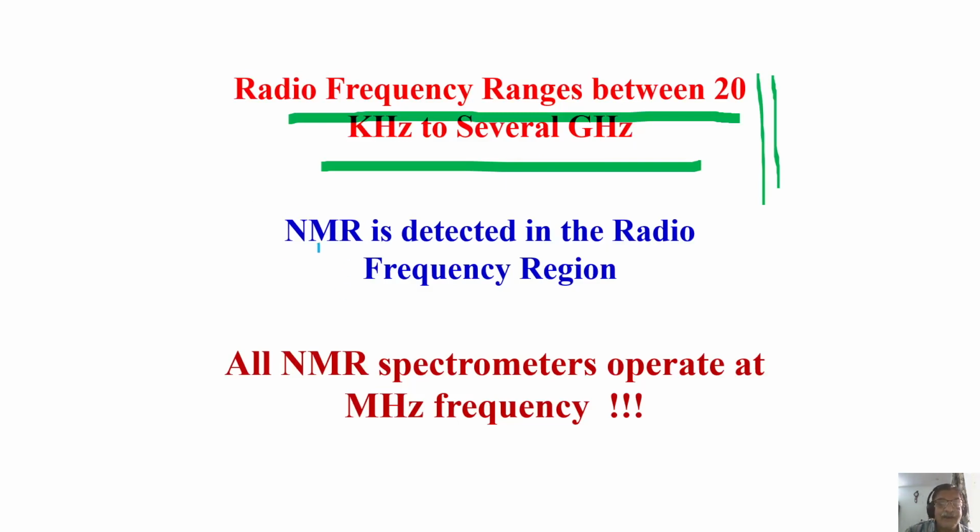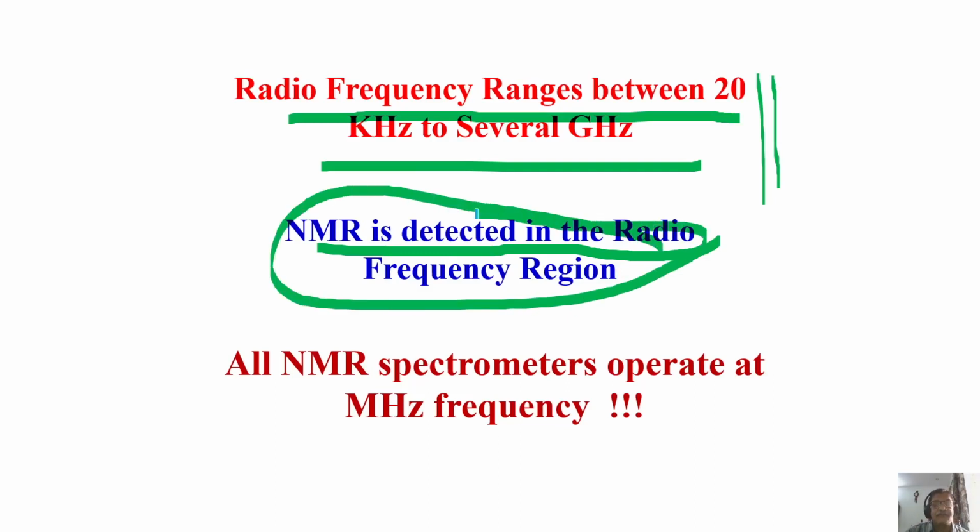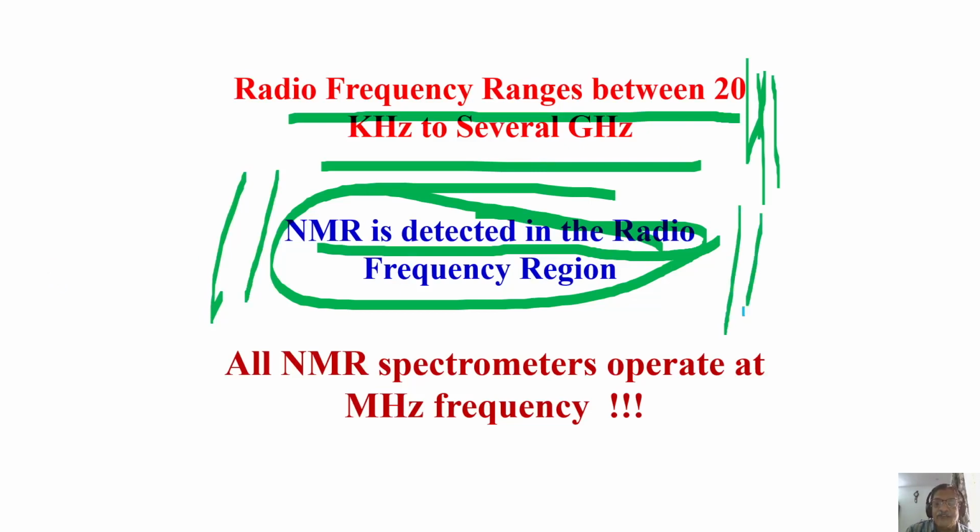But the NMR spectrum, what we saw, the resonance frequency, comes in the radio frequency region, megahertz only. As a consequence, because we know the radio frequency range is from 20 kilohertz to several gigahertz, and our calculated frequencies are all in megahertz, I said NMR is detected in the radio frequency region. Are you all with me?